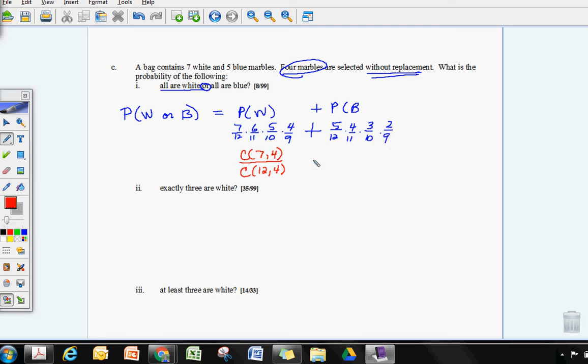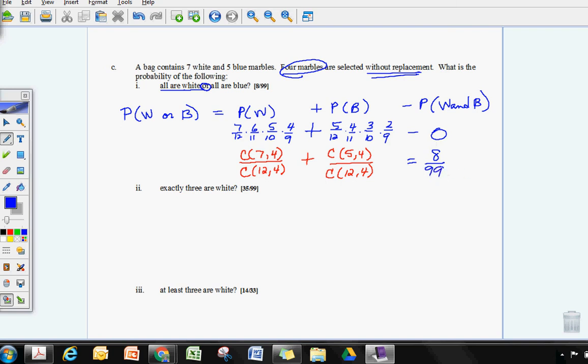Or in other words, I could add that to the combination 5 choose 4 over the combination of 12 choose 4. Remember the white over the total numbers. Okay, the last part of this, I have to subtract anything that would be both white and blue at the same time. That means I'm subtracting off 0. Do the calculator work for this, and it should come out to be 8 over 99.